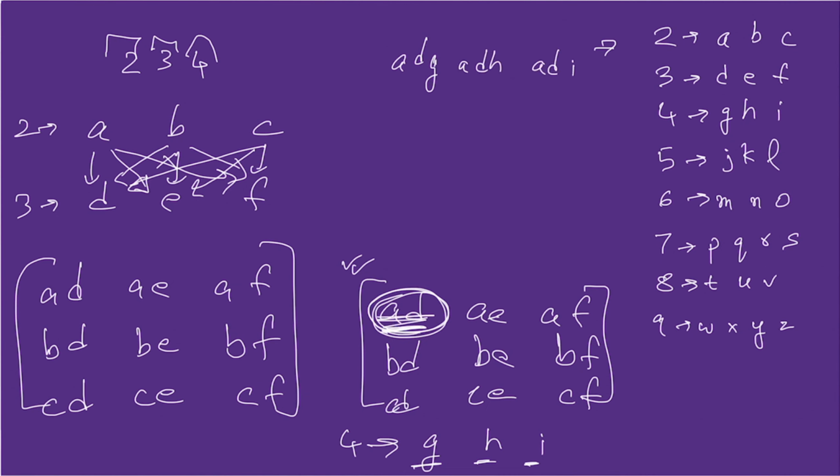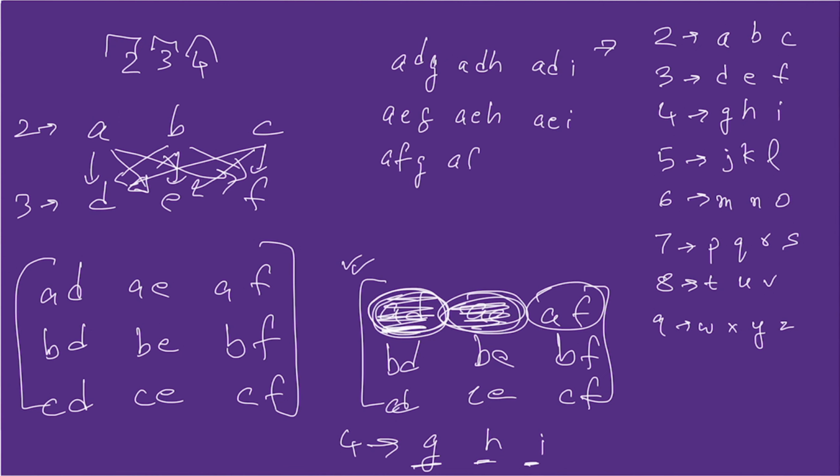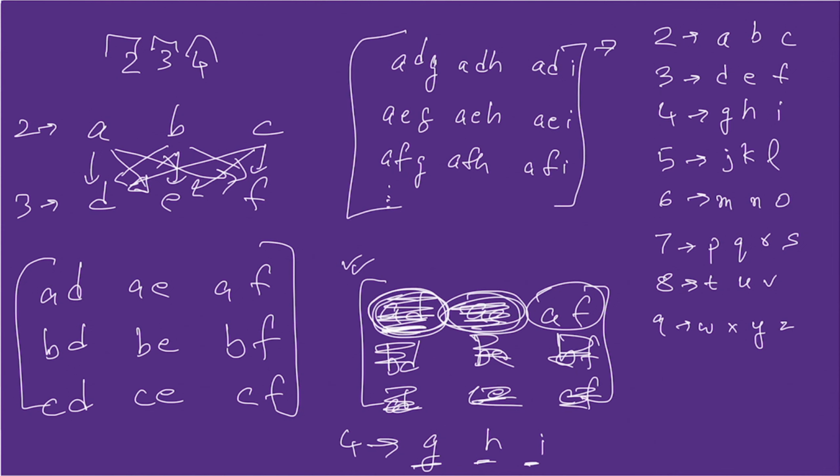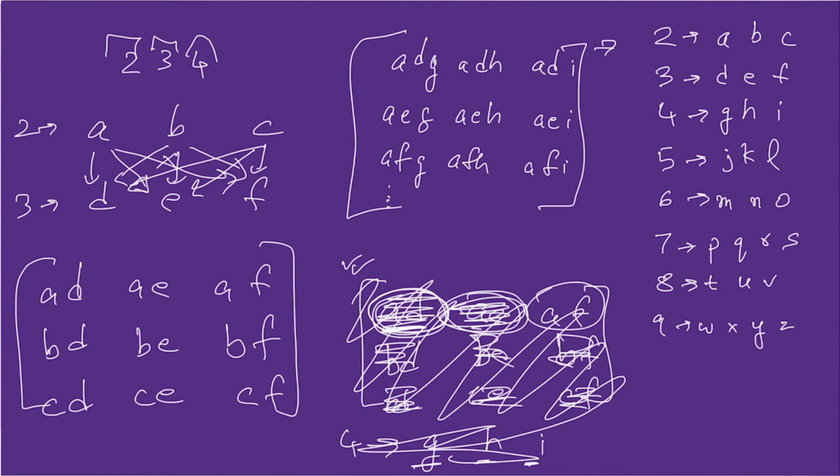Now AD is done, so we move on to the next one in the list, which is AE, and do the same again. So we get AEG, AEH, AEI, and we're done with this. Then we move on to AF, so we get AFG, AFH, AFI, and then we just keep doing it until all of these elements are exhausted from our current combination list. Once we create this new list, it replaces our current list, and now this list gives us the combinations for all of these 3 strings.